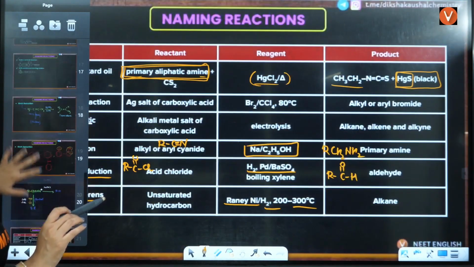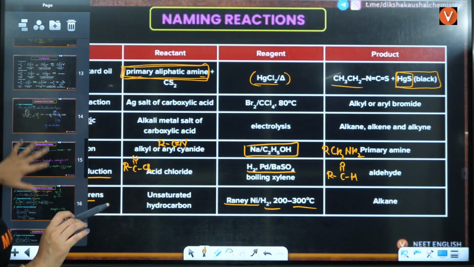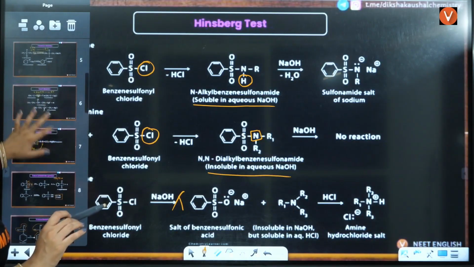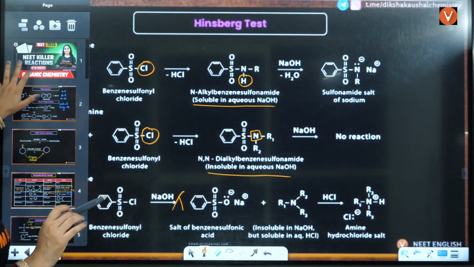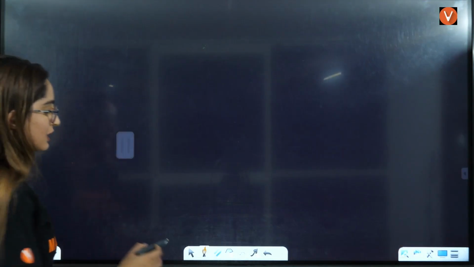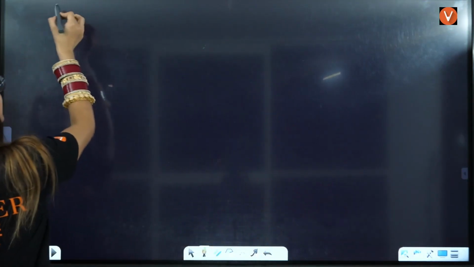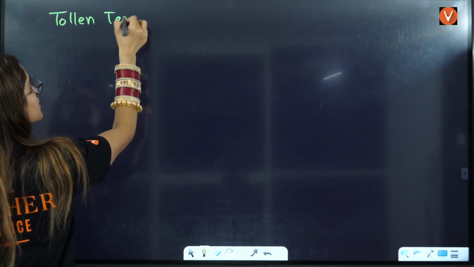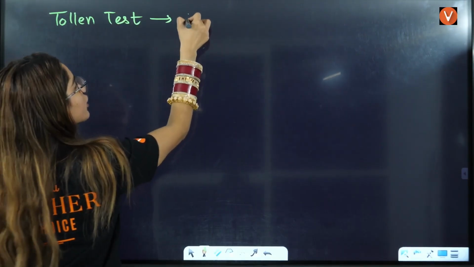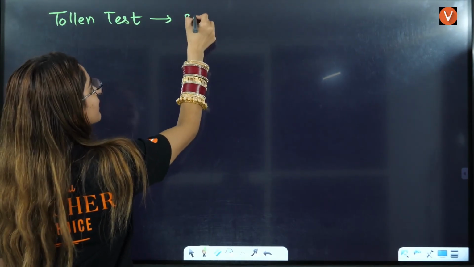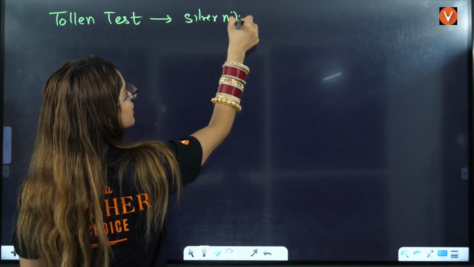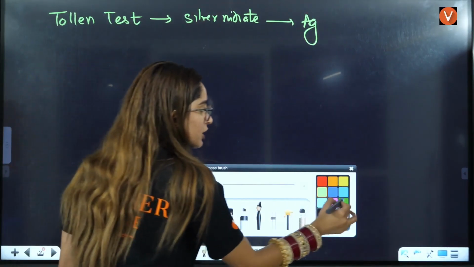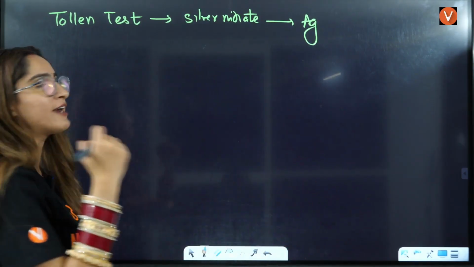One thing I forgot to tell you, that is 2-3 important tests here, because we are still left with some time here. So I'll just write down the tests here. That is 2-3 important things. One is Tollens test, okay? Just remember that here you use silver nitrate. I'll just directly write, you use silver nitrate solution where you have the formation of Ag. Nobody is going to ask you the reaction. What they are going to ask you, I'll write it here, right?